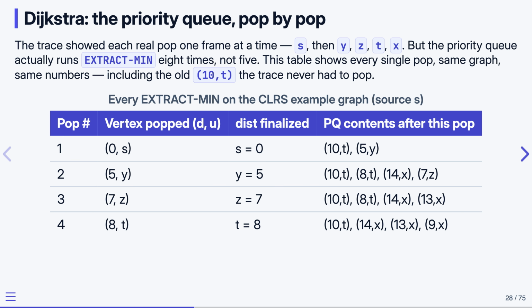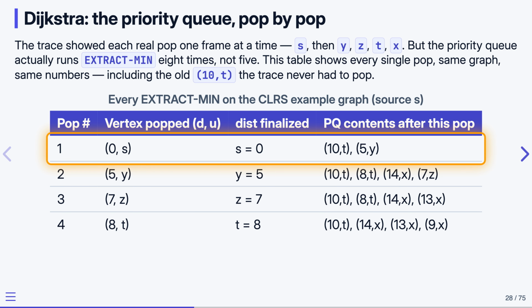The trace showed each real pop, one frame at a time, but the priority queue actually runs extract-min 8 times, not 5. This table shows every single pop, same graph, same numbers, including the old duplicates the step notes warned about. Pop 1 takes the pair (distance 0, vertex S). We finalize S at 0.